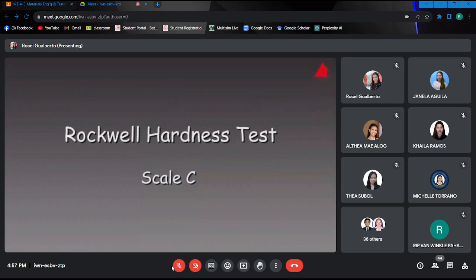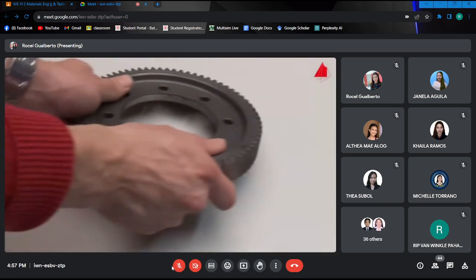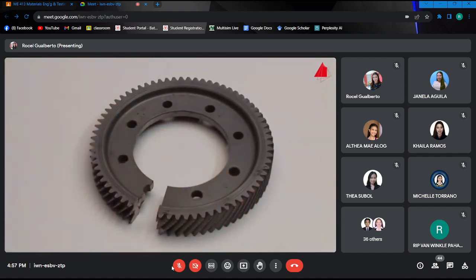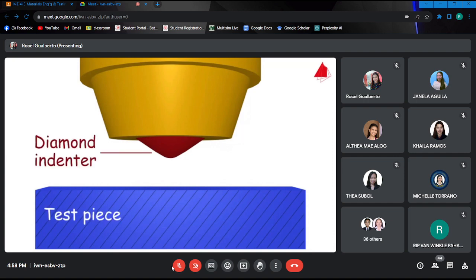The Rockwell hardness test, scale C. In this video, we will show how the Rockwell hardness test works using a gear wheel. The basic idea of this test method is to measure the permanent depth of indentation of a hard indenter under a test force. In the process variant scale C, a rounded cone made of diamond is used as an indenter.